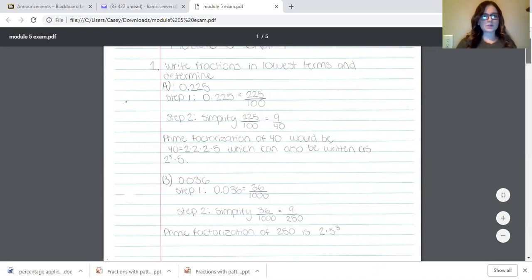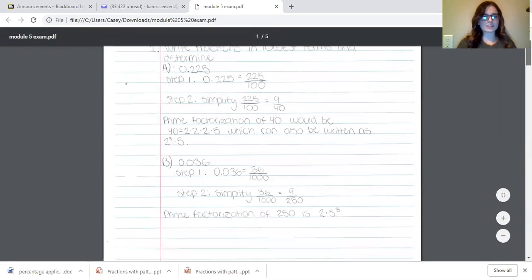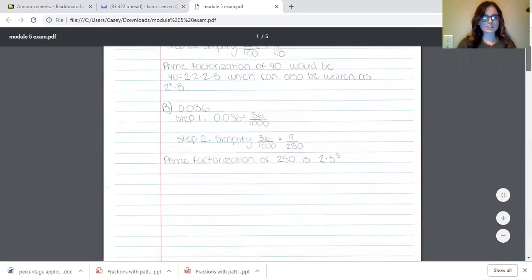0.225. So step 1, we are supposed to convert this decimal into a fraction. So we move the decimal place over and we get 225, and we put that over 100. For step 2, we simplify. 225 over 100 is equal to 9 over 40. So the prime factorization of 40 would be 40 equals 2 times 2 times 2 times 5, which can also be written as 2 to the power of 3 times 5. And we did the same thing for B, as you can see right here.